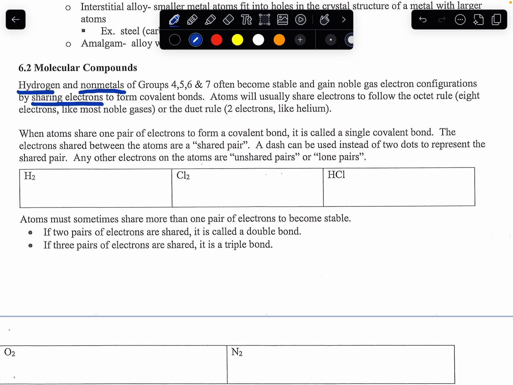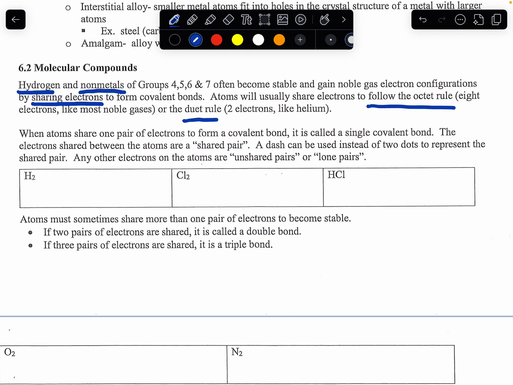There's no electron transfer here. They will not become charged ions. They're going to just get close to each other and share to form a more stable electron configuration. So they're going to follow the octet rule, which means they all want to have 8 except for helium that wants to have a duet because only 2 electrons can be held in the first energy level, okay?